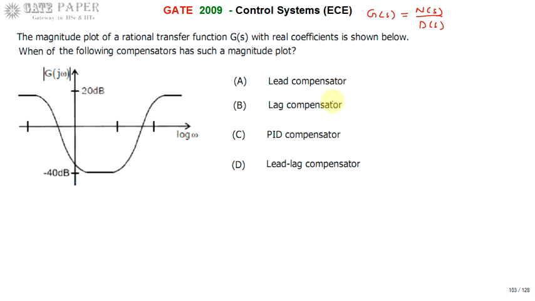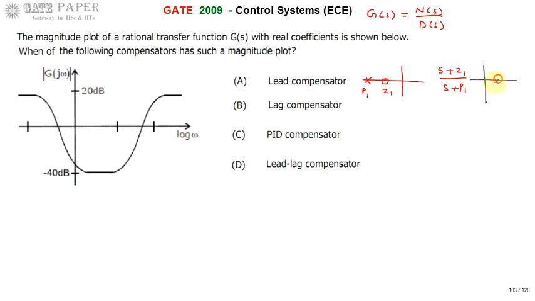So first we will examine the options one by one. Lead compensator: for a lead compensator, the zero is nearer to the origin compared to the pole location. Let us assume the zero is indicated with Z1 and the pole with P1. Then the transfer function looks like G(s) = (s + z1) / (s + p1), but z1 is nearer to the origin in the s plane.